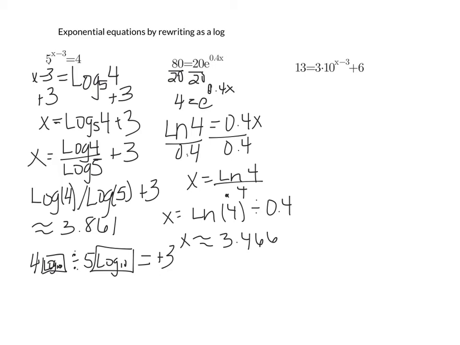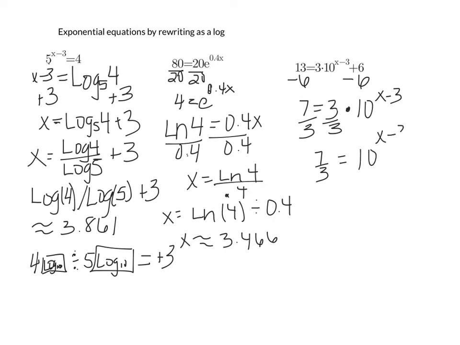And then the next equation, 13 equals 3 times 10 to the x minus 3 plus 6. I want to get rid of the 6 first. Remember that when we're solving equations, we try to work in the backwards order of operations, so you want to move the addition and subtraction over first. And you get 7 equals 3 times 10 to the x minus 3, and we'll divide it by 3. So 7/3 equals 10 to the x minus 3.